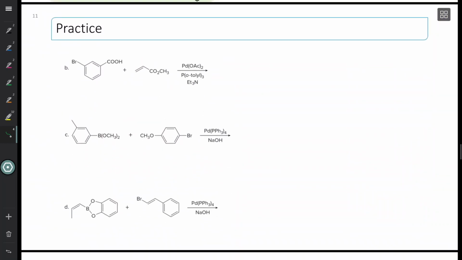Okay, here are some practice problems from the book. Here's a Heck. Here is a Suzuki. And it's another Suzuki. So try these out. This is the extent of what I would expect you to be able to do. Basically just recognize that we're going to do a cross-coupling reaction and draw me the product. That's it.